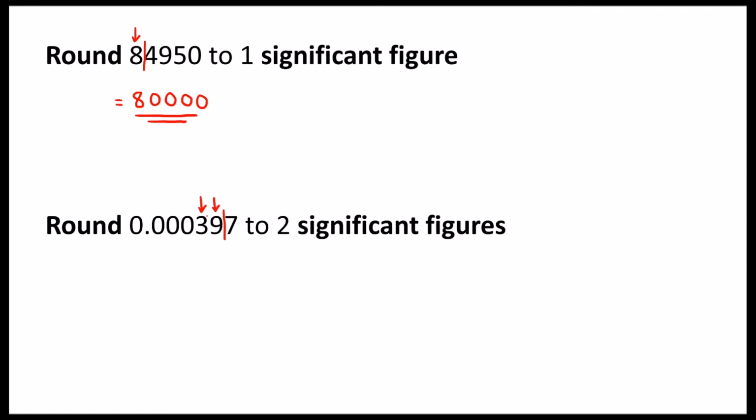That means that these values need to be rounded up. If I consider this as being 39 and I rounded it up, my number would become 40. I need to make sure everything at the front is added back in, so my answer would be 0.00040. It's really important that you leave the 0 at the end because it asks for 2 significant figures, and my 2 significant figures would be 4 and 0.